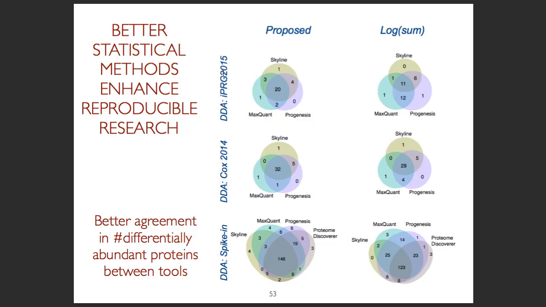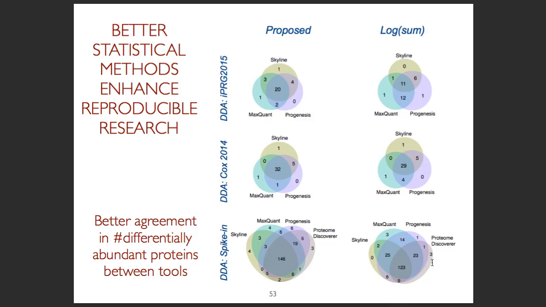So this is the iPRG, which we just discussed. This is the LFQ from Jürgen Cox. This is another spiking mixture that we had. Each data set was processed with three or even four tools: MaxQuant, Skyline, and Progenesis, and here we also had Proteome Discoverer. This column corresponds to quantification by taking the sum of peak intensities and then taking the log.